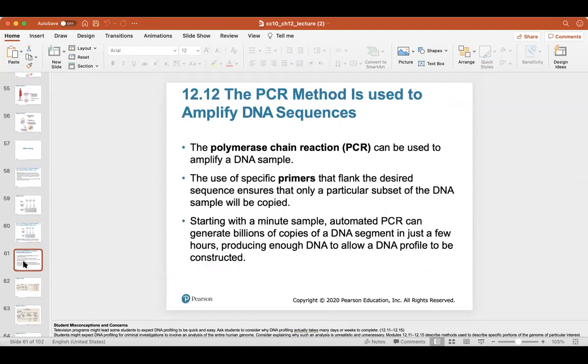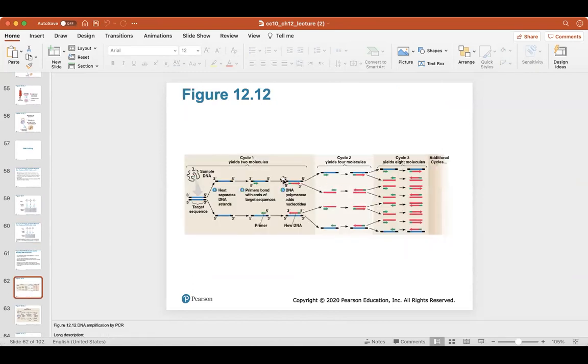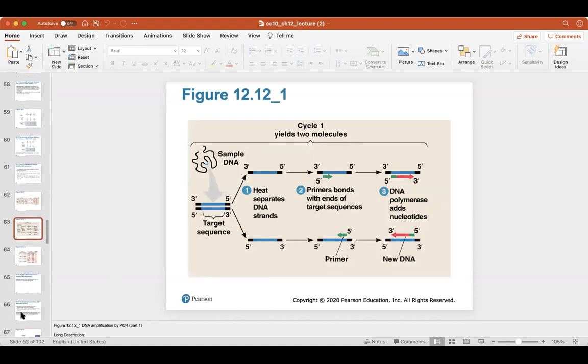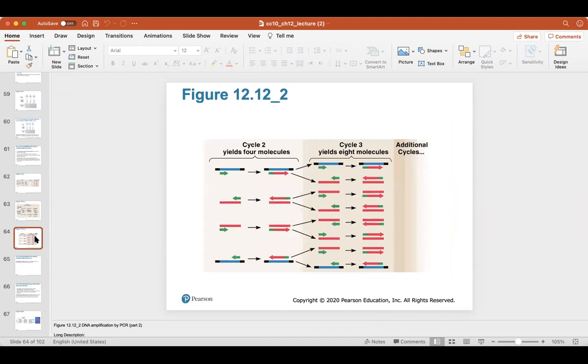PCR can be used to amplify a DNA sample. Specific primers will flank the desired sequence, ensuring that only a particular subset of the DNA sample can be copied. So starting with a minute sample, it only shows that a particular subset of DNA can be copied. Again, this shows how different cycles lead to subsequent cycles of DNA segments. Eventually, again, it's just explaining how the lines that match up more closely together will be the suspect.